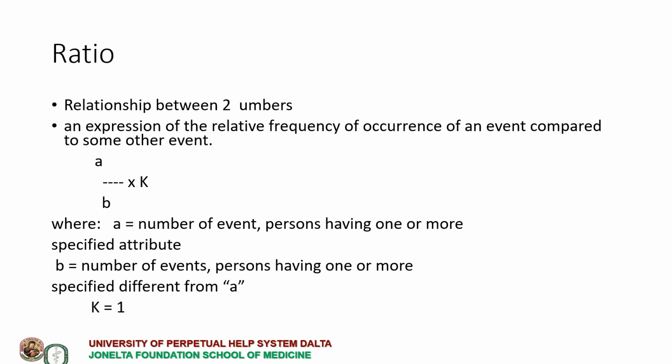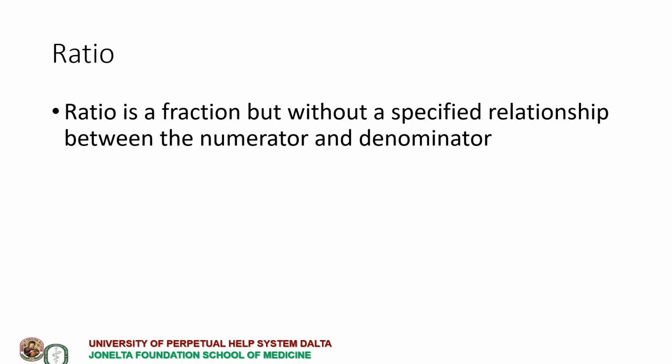Ratio is a relationship between two numbers. So it is an expression of the relative frequency of occurrence of an event compared to some other event. So it is expressed as A over B times K, wherein A is the number of events, persons having one or more specified attributes. B is the number of events, persons having one or more specified attributes, which is different from A. K could be 1 or any whole number to make the number more than 1. So ratio is a fraction but without a specified relationship between the numerator and denominator.